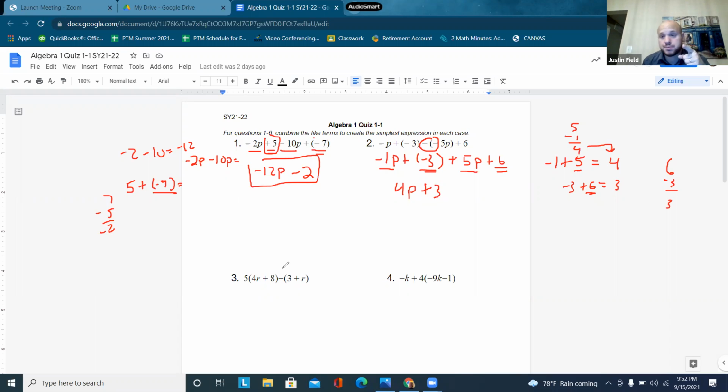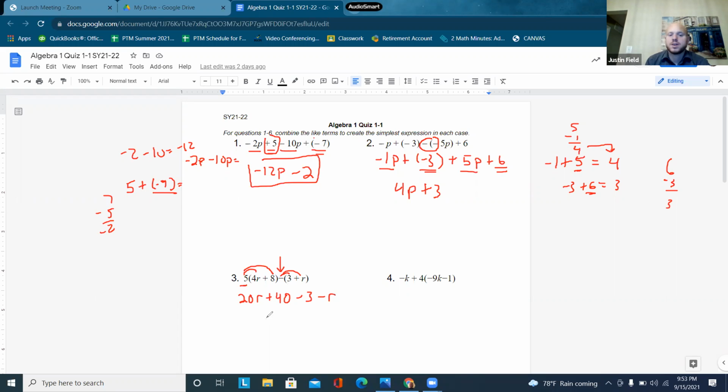Now, distributing. When there is a number in front of a parenthesis set, you need to multiply that number by both of the numbers on the inside. So 5 times 4 is 20, so that's going to be 20r. 5 times 8 is 40. Now this minus sign, we're going to distribute that to both terms. It's almost like, and it is like, there's a negative 1 in front of this set of parentheses. So it's going to be negative 3 and a negative r.